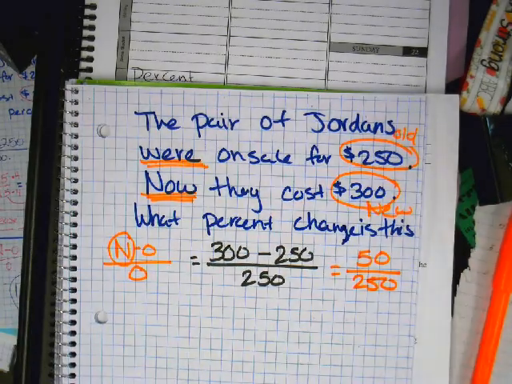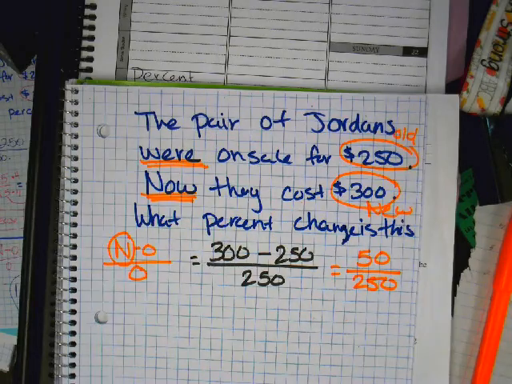All right. You see how we got a positive number? That means that the price went up. That's all that means. All right, type it into the calculator. 50 divided by 250. You have to go through the motions. You have to type them in. Take 50 divided by 250. What do we get?